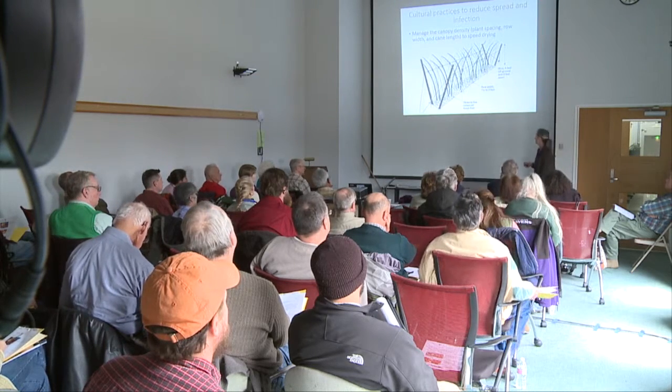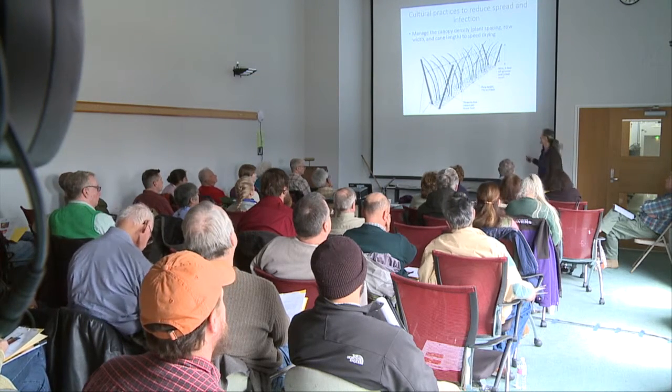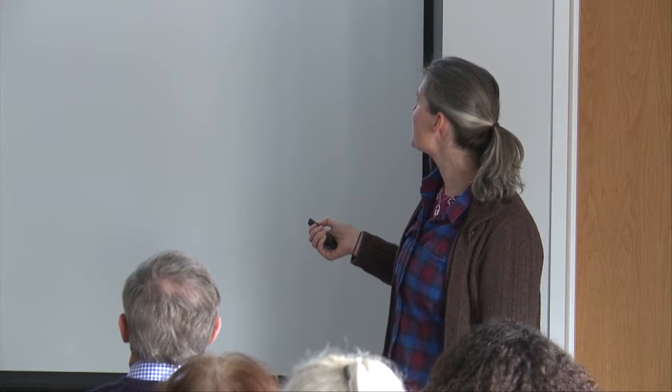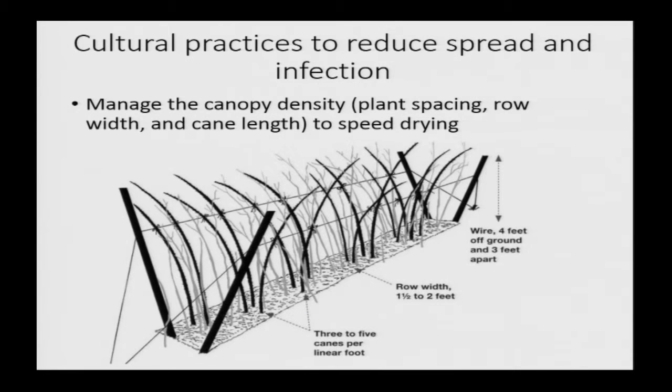Oh, okay. And for the sake of time, very briefly, for your pruning, you're going to want to separate these out, about 3 to 5 canes in your row for each foot. And then you want your row width to be standard, about 1.5 to 2 feet wide. And you go for a wire that's about 4 feet off the ground, 3 feet apart, okay? So that's your basic trellising setup, and then you just bind the canes to the wire up at the high wire point to keep them from falling in on each other.